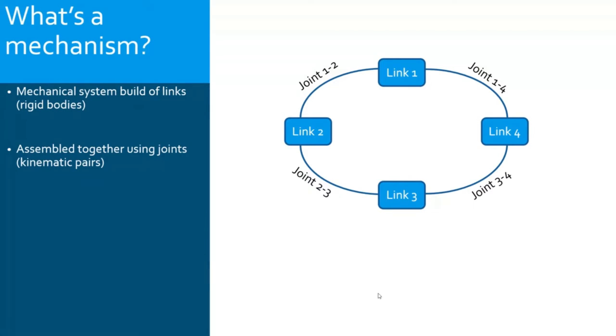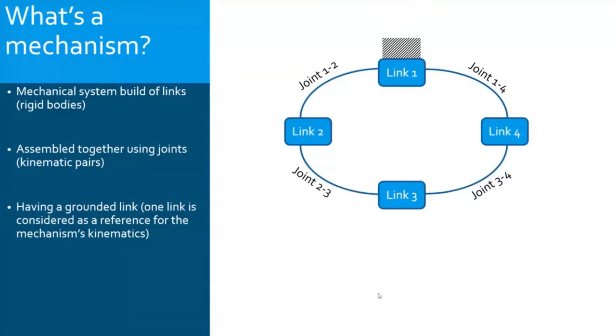So to build a mechanism, I need some links, which are considered as rigid bodies, and I need to assemble them, to put them together using joints or kinematic pairs, which is a kind of mechanical contacts. Now, if I have links and I connect them together, I build what's called a kinematic chain. A kinematic chain is an assemblage of links using joints or kinematic pairs.